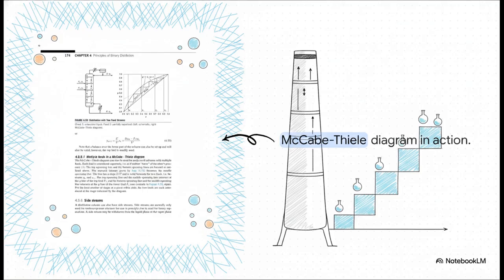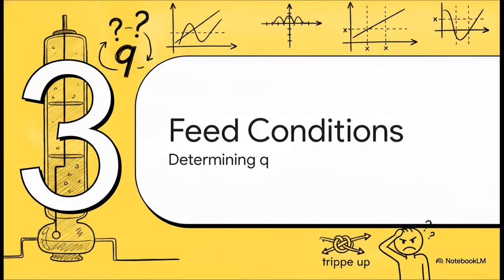Every single triangle on that graph represents one ideal tray where vapor and liquid reach perfect equilibrium. Moving on to section 3, analyzing feed conditions. Remember step 2 of the McCabe-Thiele method, determining Q? This is where a lot of students actually get tripped up.